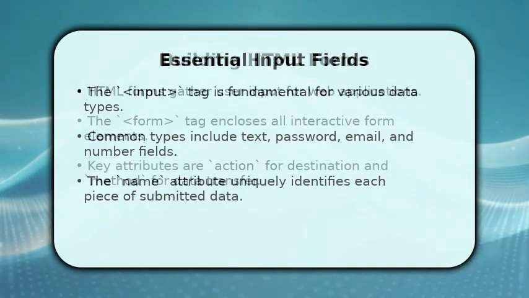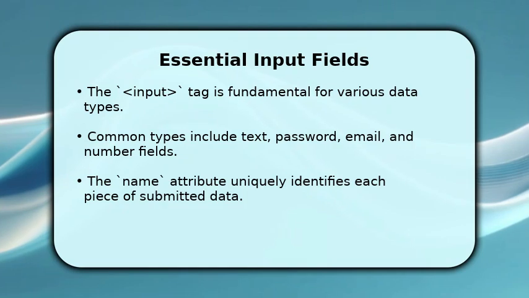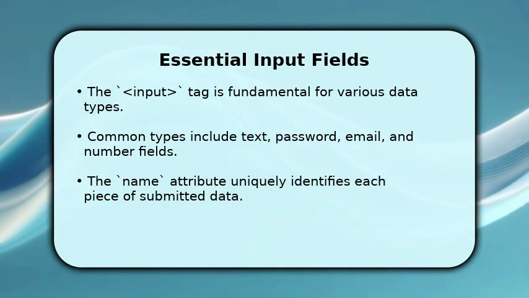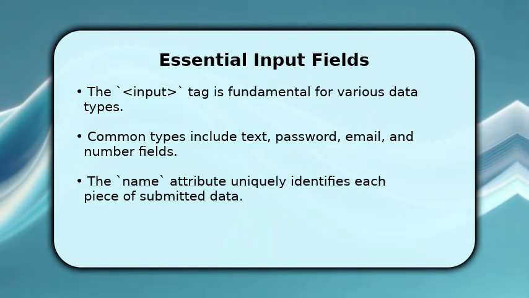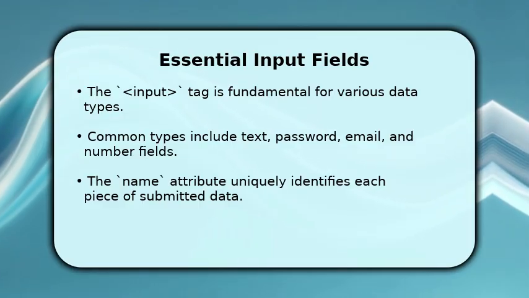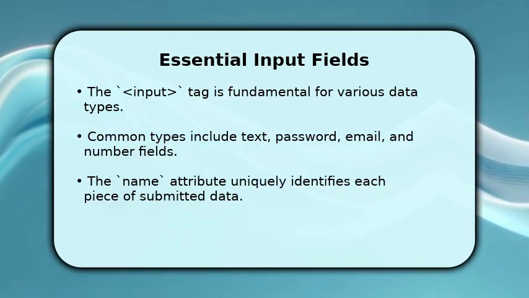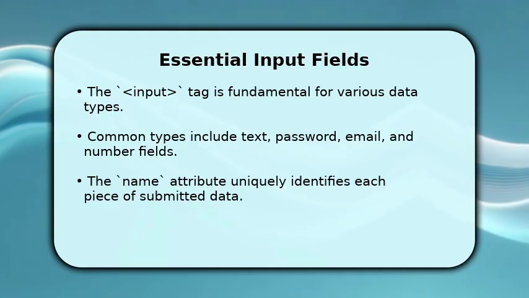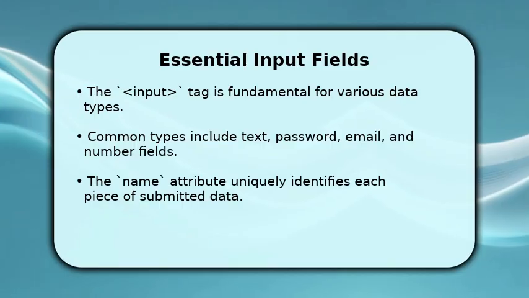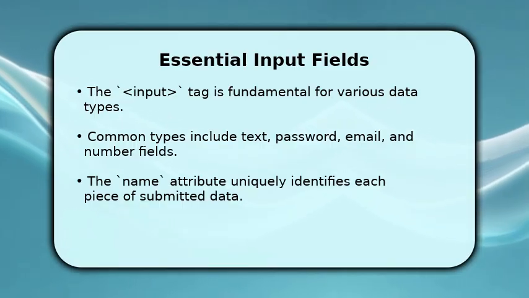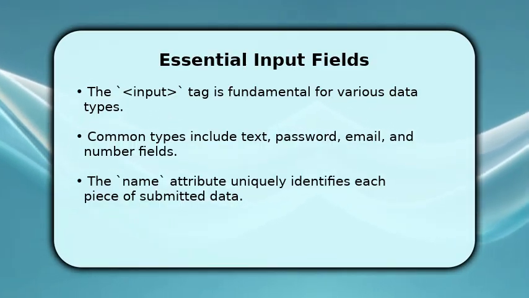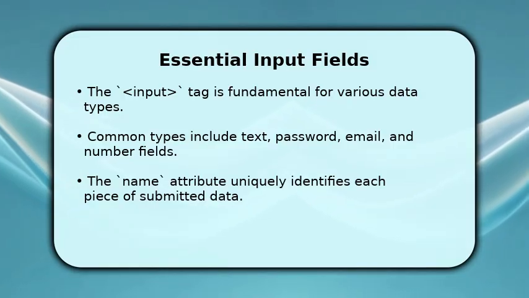Next, let's explore the essential input tag, which is incredibly versatile. You can specify its behavior using the type attribute. For instance, type equals text creates a single-line text box, while type equals password masks characters. Other useful types include email for email addresses and number for numerical input. Remember to assign a unique name attribute to each input for proper data handling.